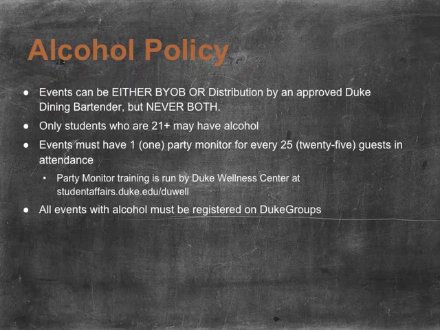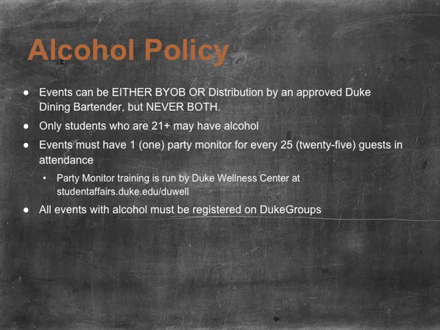Student organization events can be either BYOB or distribution by a Duke dining bartender, but never both. Only students who are 21 or older may have alcohol. Events must have one party monitor for every 25 expected attendees. Party monitor training is run by the Duke Wellness Center, and you can sign up for a training at their website. All events with alcohol must be registered on Duke Groups.